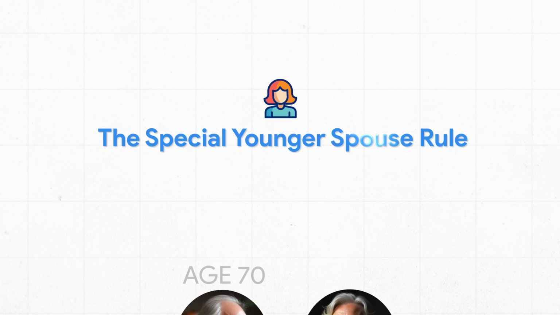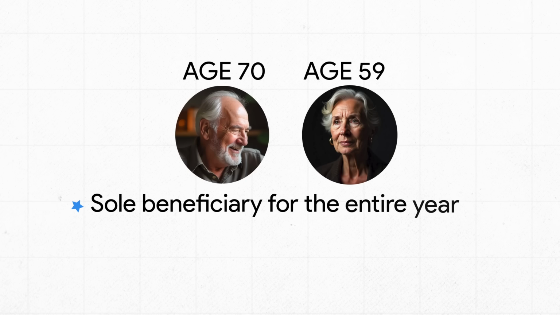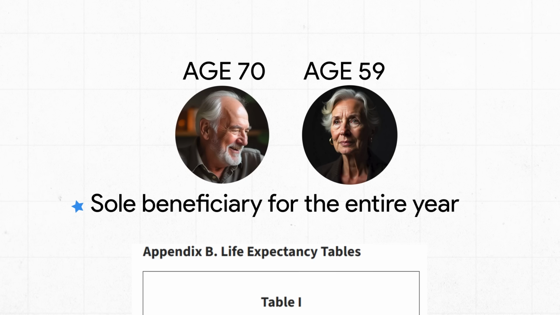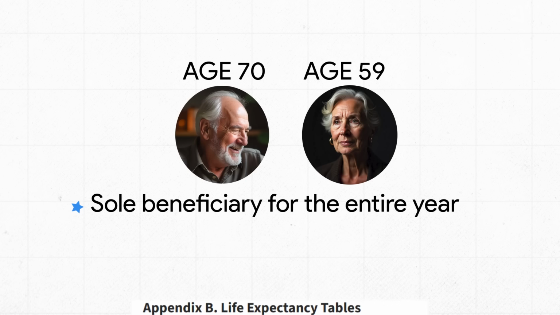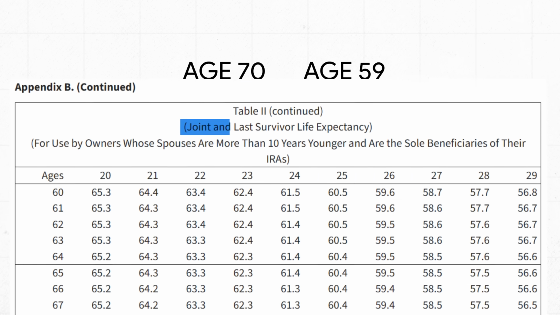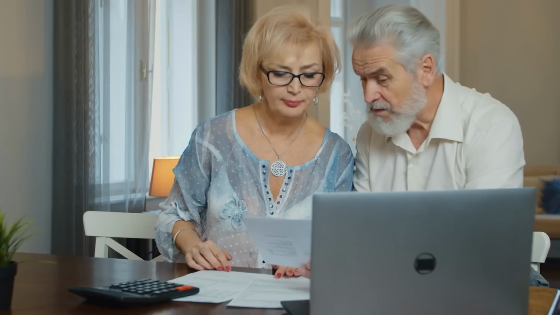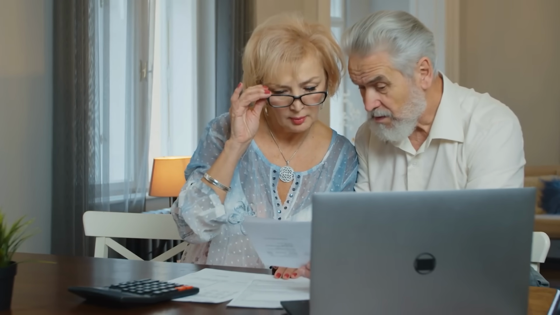But here's the exception. If your spouse is more than 10 years younger than you, and they're your sole beneficiary for the entire year, you don't use the standard Uniform Lifetime Table. Instead, you get to use the Joint and Last Survivor Life Expectancy Table. And this is really important to stress. Both criteria have to be met. If your spouse isn't more than 10 years younger than you and they aren't your sole beneficiary on your account, you don't qualify for the more favorable table.